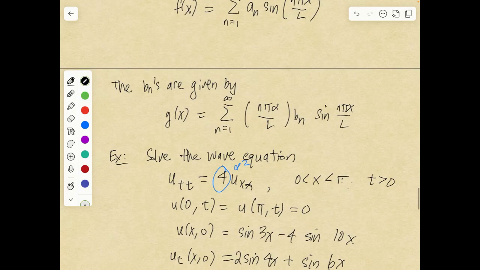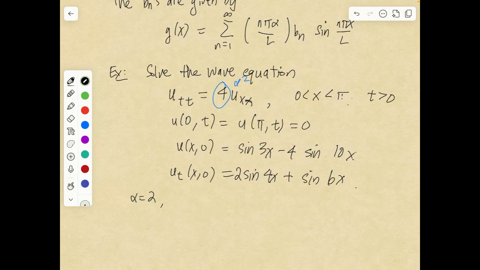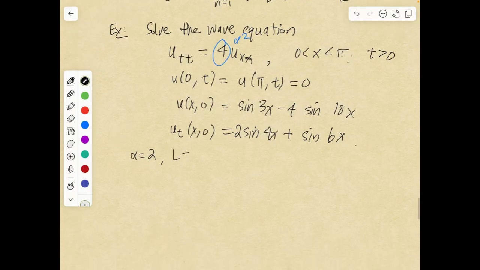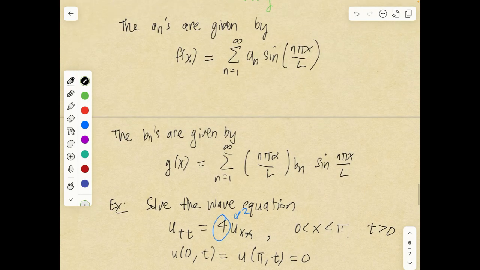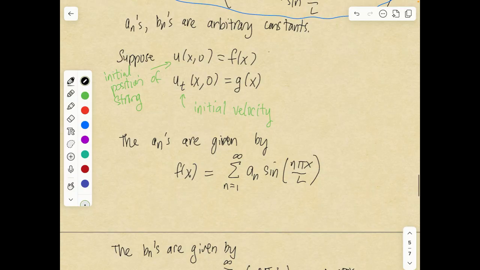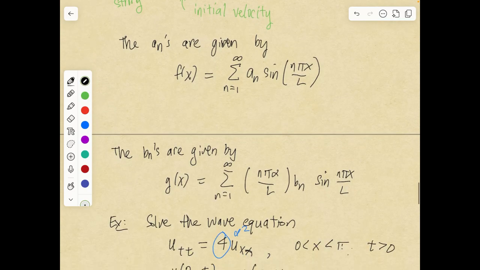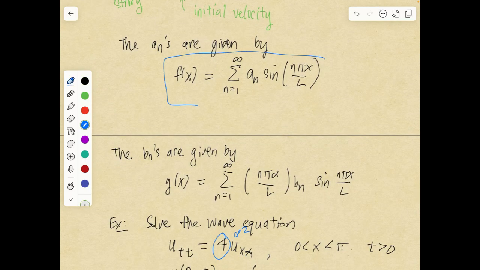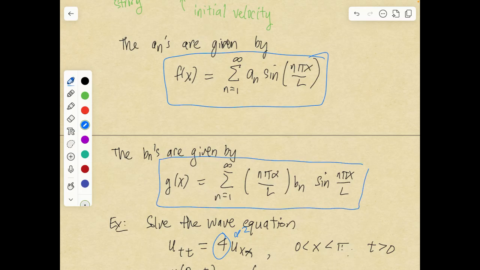Where does the alpha show up here? Okay, alpha shows up in the cosine and the sine. I think the thing is that if you use the negative possibility for alpha, then your bn's will just be minus what they would be if you use the positive alpha. So let's just use the positive alpha equals 2 and L equals pi, right? Because x goes from 0 to L.